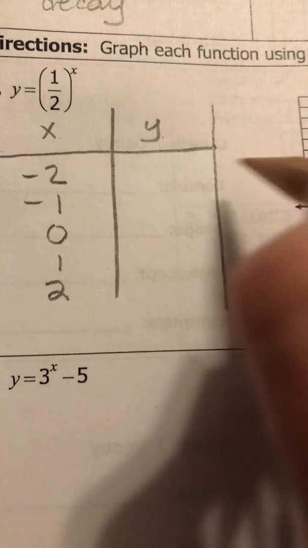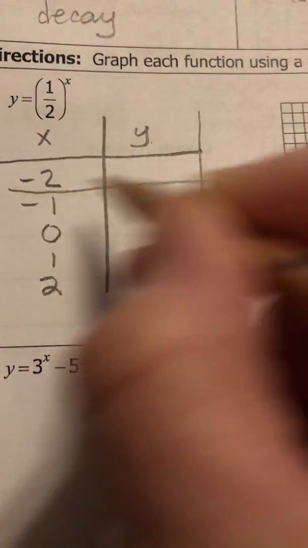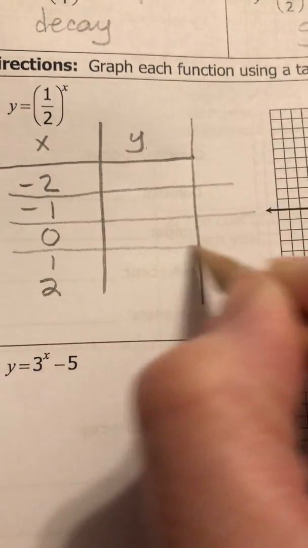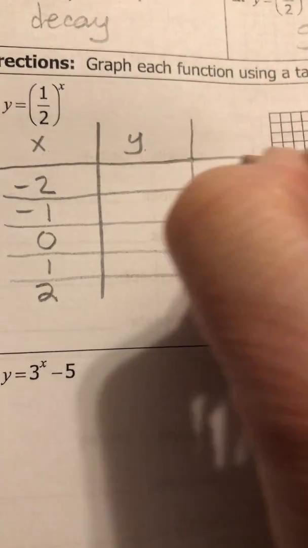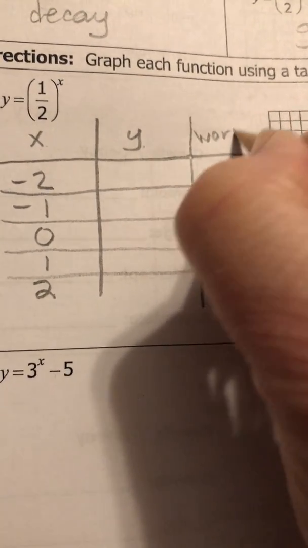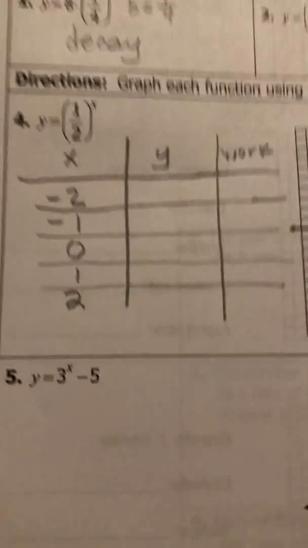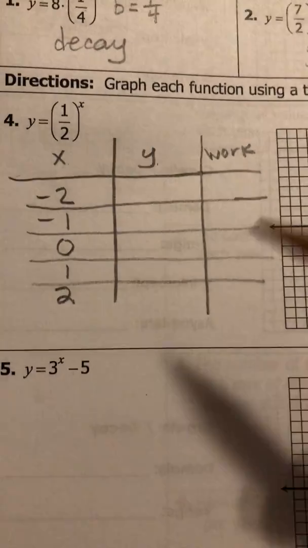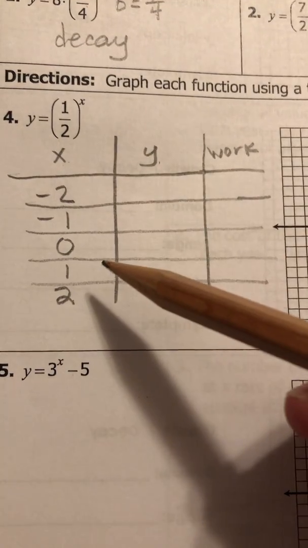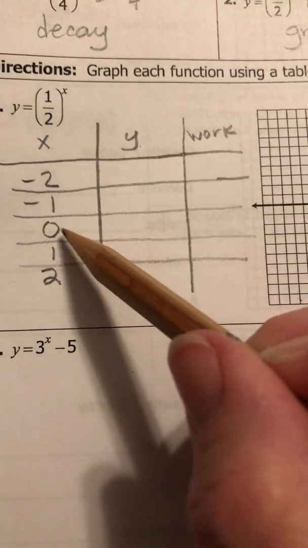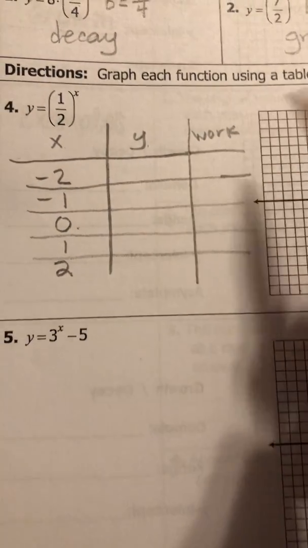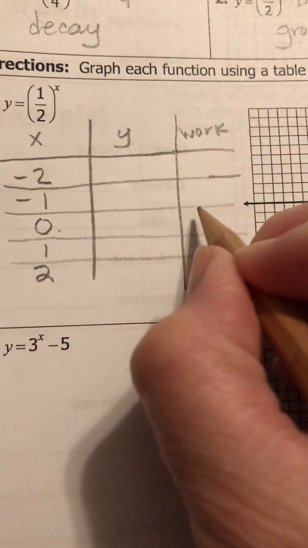Now I'm going to create a little space here just to show my work. I can even label this my work. I like to show my work, okay? The other thing I like to do when creating a function table is start with 0, because I think that anything to the 0 power is pretty awesome. So I'm going to do my work here.